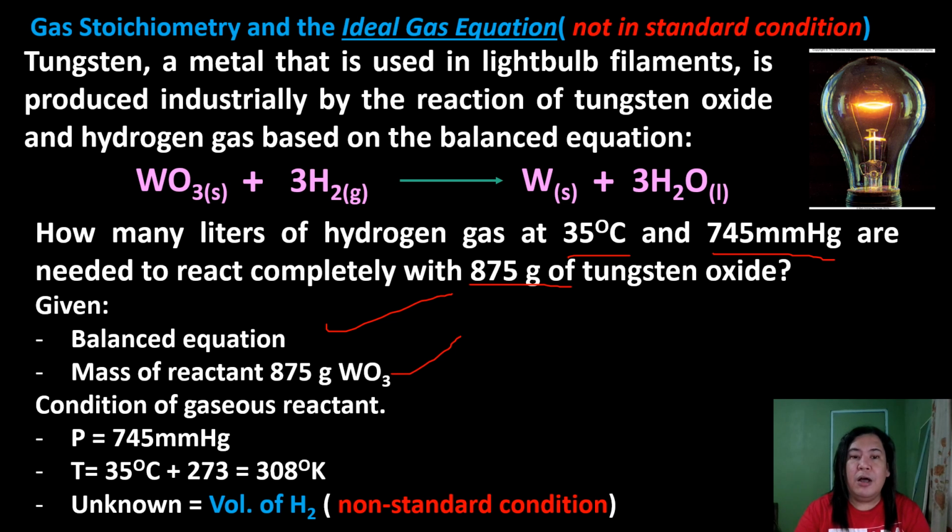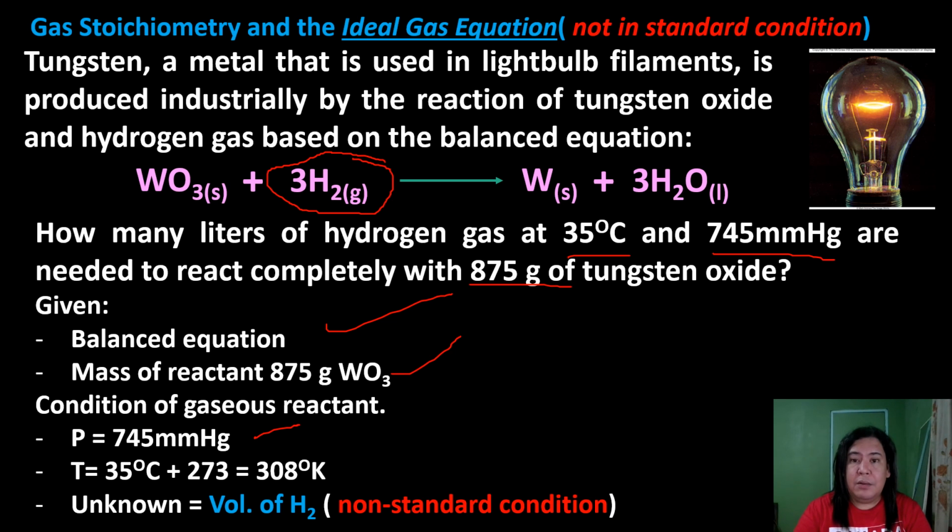So the condition of the gaseous reactant. So what is the gaseous reactant? Our gaseous reactant is hydrogen gas. Okay. So that is the gaseous reactant. So the pressure being exerted by that particular gas is 745 millimeters of mercury.